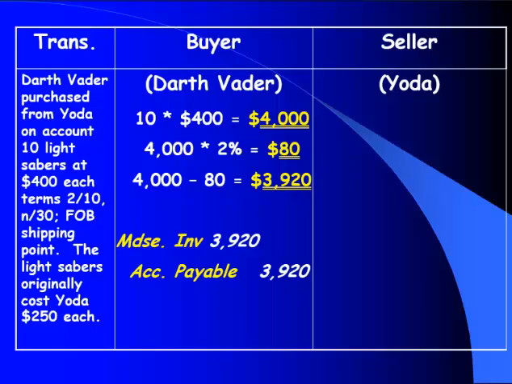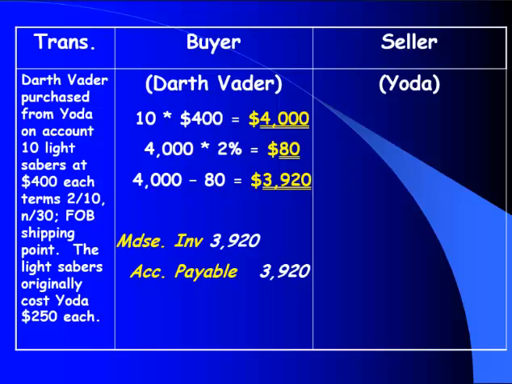We're the seller now. We are Yoda selling 10 lightsabers, $400 each, terms 2/10 net 30. At what amount am I going to record the sale? At what amount did Darth Vader record the purchase? $3,920. At what amount will Yoda record the sale? $3,920. Exactly. All right. So remember, the seller makes two journal entries. The first journal entry is for $3,920.